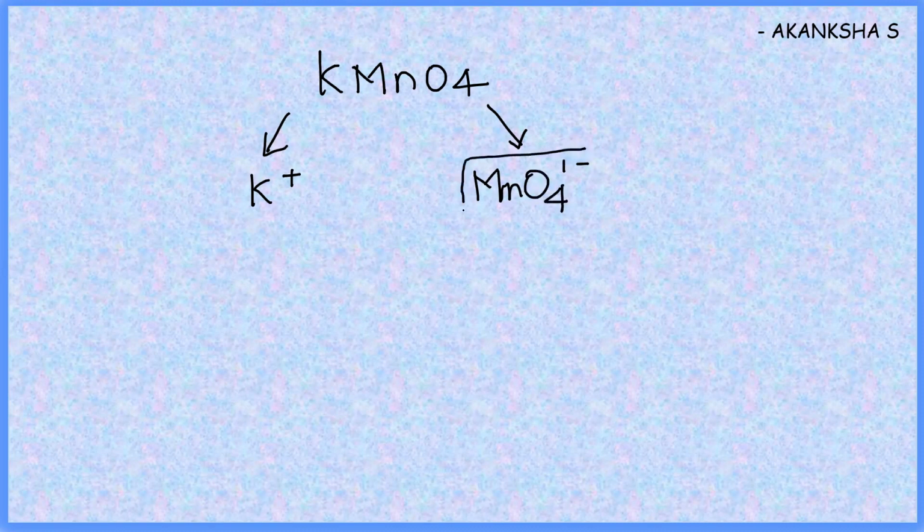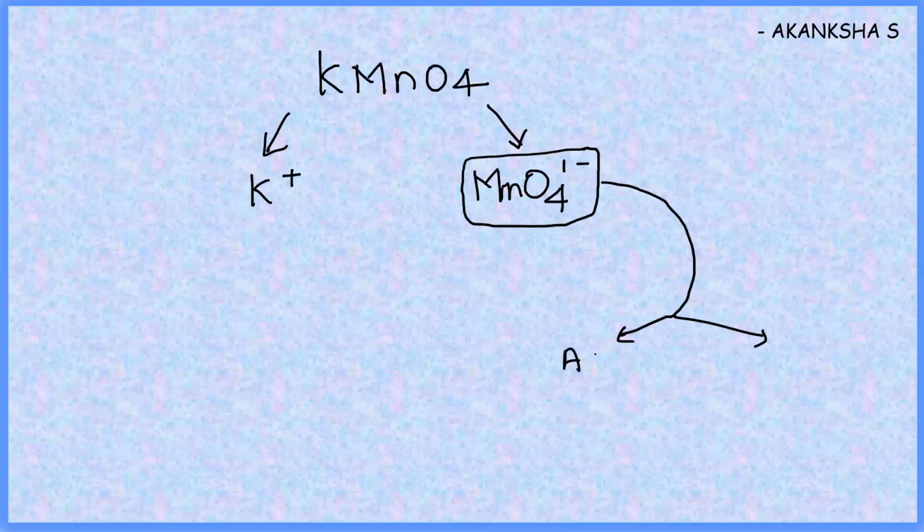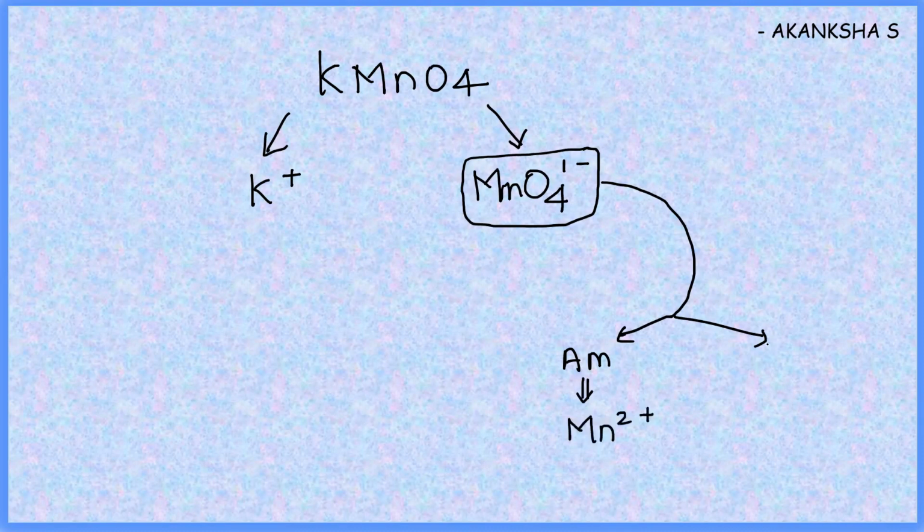potassium permanganate, if we split this compound, we get potassium ions and permanganate ions, MnO4 1 minus. We are going to utilize these permanganate ions for our reactions. Always remember that the permanganate ion splits in two ways. In acidic medium, permanganate ions get converted to Mn2 plus. And in neutral or alkaline medium, permanganate ions get converted into manganese dioxide, MnO2. We are going to focus on this.